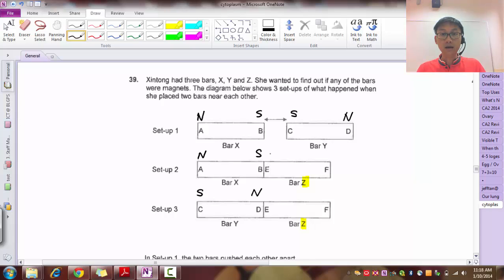Now, if Z is a magnet, let's assume Z is a magnet. Okay, I'm going to change color. Since they attract, this might be N, and then F will be S, the South Pole. But if we transfer it in here, looking at bar Z, E will be N, F will be S. But here, it attracts, correct? But assuming Z is a magnet, by right, this shouldn't happen. So this proves that bar Z is not a magnet.